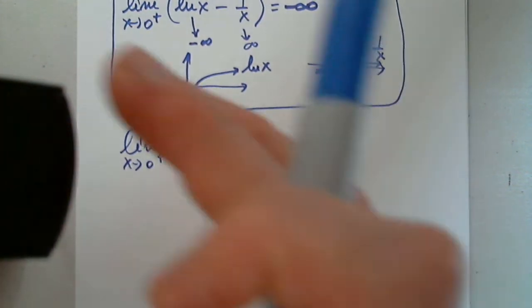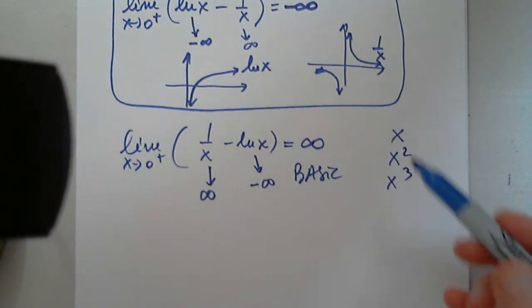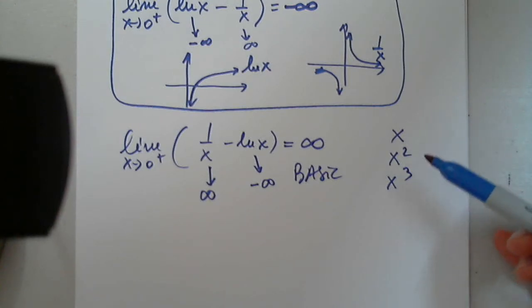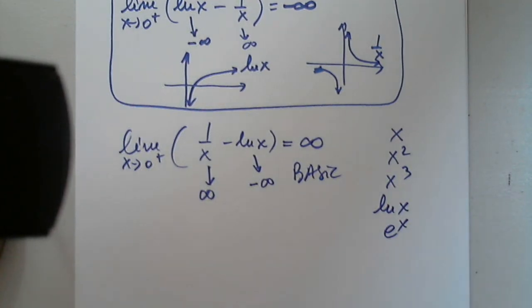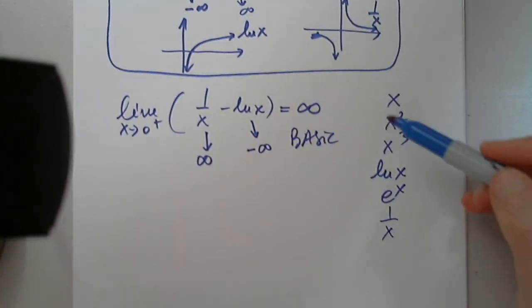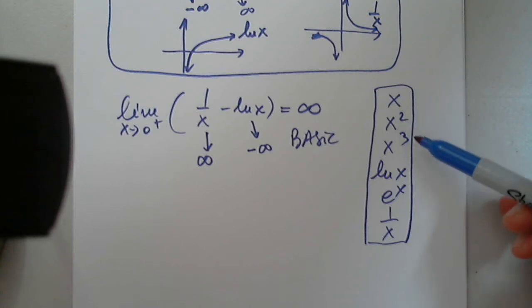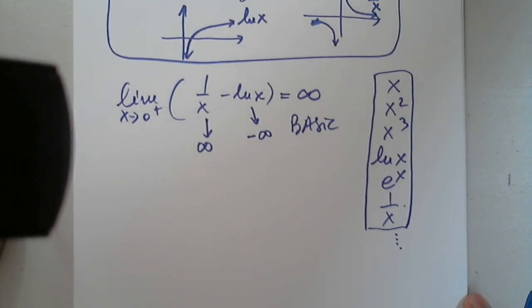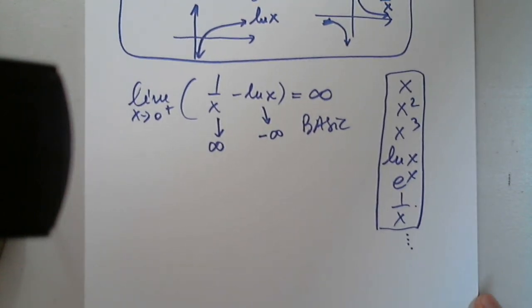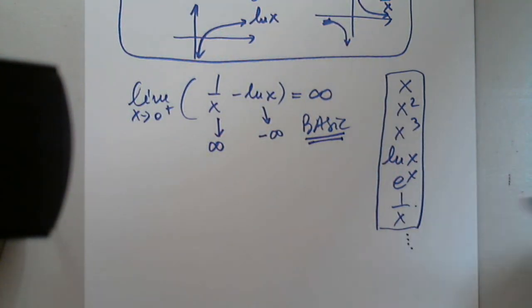What do I mean by basic functions? I mean the simplest possible, like x, x squared, x cubed. From each category, this is the simplest possible function: linear, quadratic, cubic, natural log x, e to the x, 1 over x. These are functions with no transformations. The simplest possible: linear, quadratic, cubic, natural log, exponential, rational, and we can go on forever. Trig functions, inverse trig functions, hyperbolic functions, on and on and on.